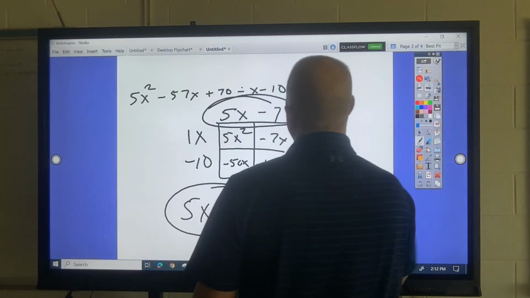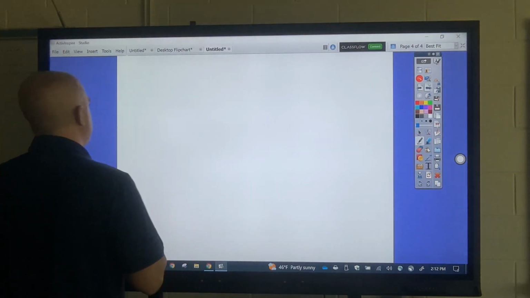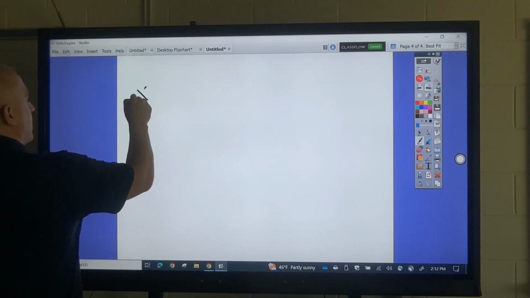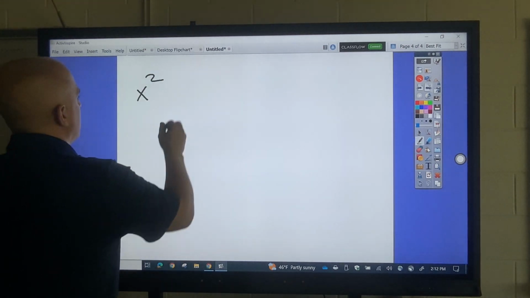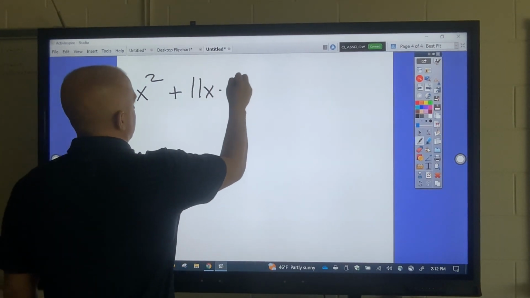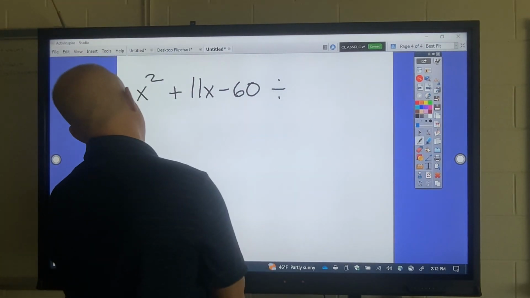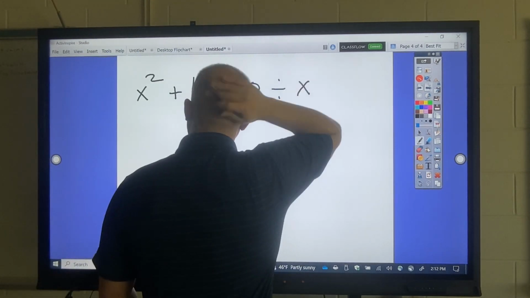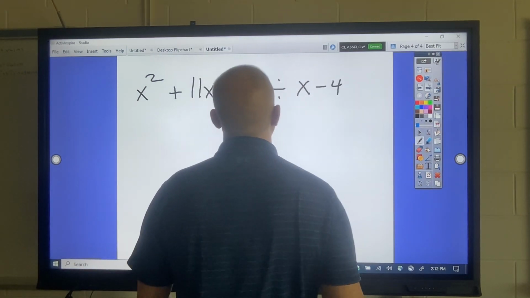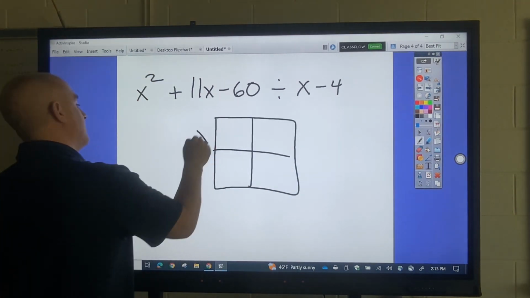Okay? All right? So let's do one more example. Let's say I got x squared plus 11x minus 60 divided by x minus 4. So once again, I put x minus 4 down the side.